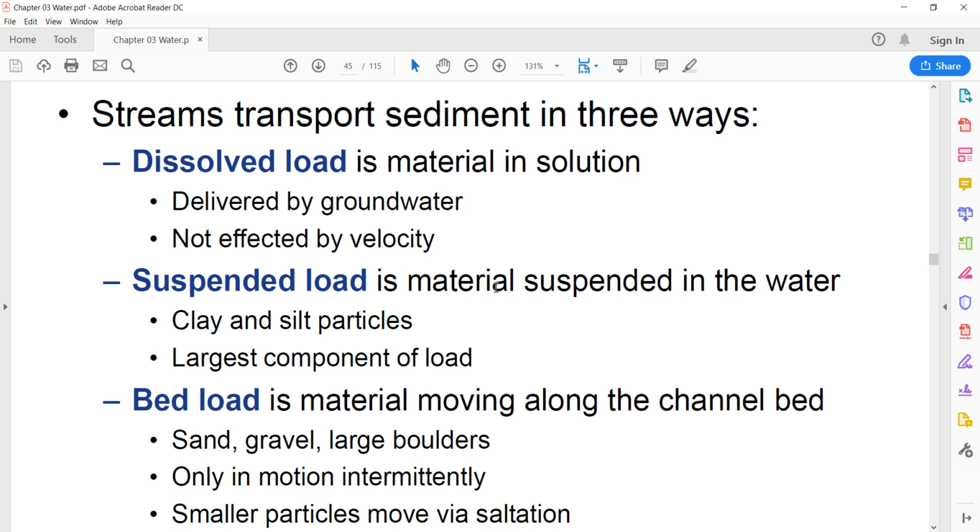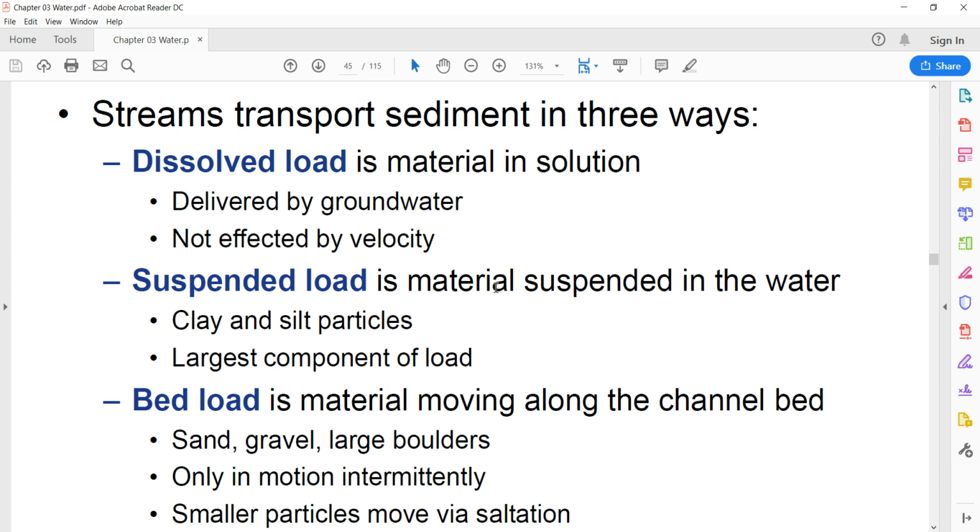So now let's talk about the different types of sediments. That was the first stage; we just discussed sediment production. Now we will talk about sediment transportation. There are three types of sediments in the stream. The first one is called dissolved load. This is the sediment which is dissolved in the water.